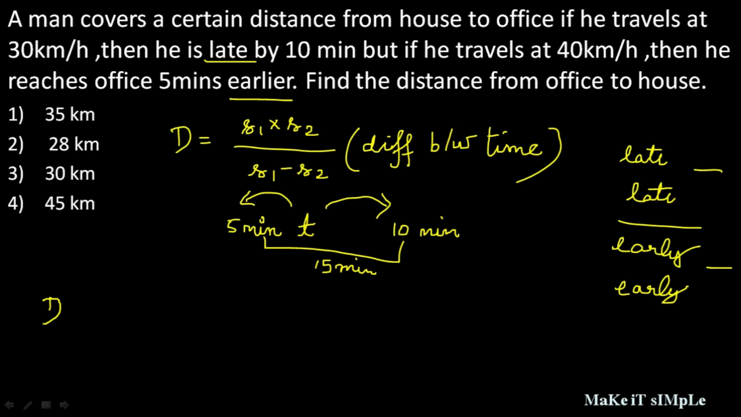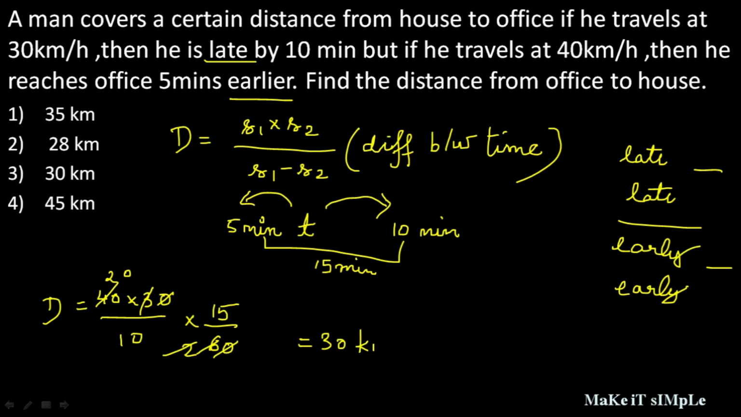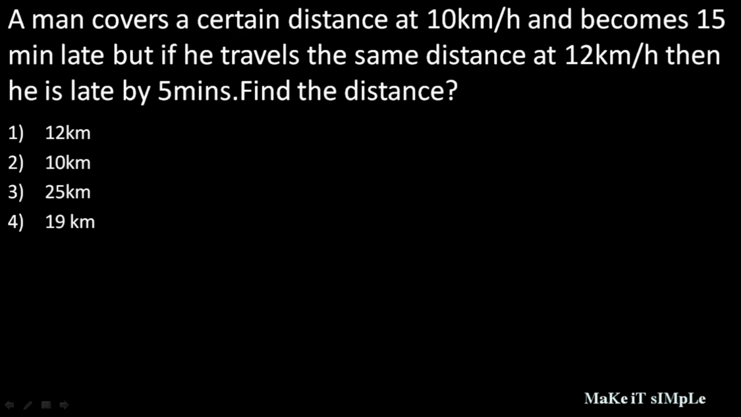So distance equal to, what is the speed? 40 into 30, difference of speed is nothing but 10, and here difference between the time is 15 minutes. So 15 by 60, these two will get cancelled, then 20. What we will be getting? We will be getting it as 30 kilometer. This shortcut you can apply in mind also, no need of pen and paper.